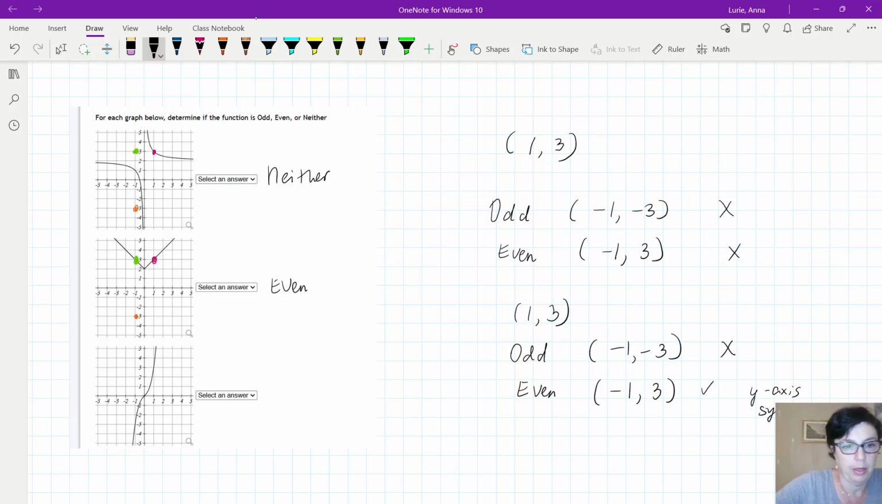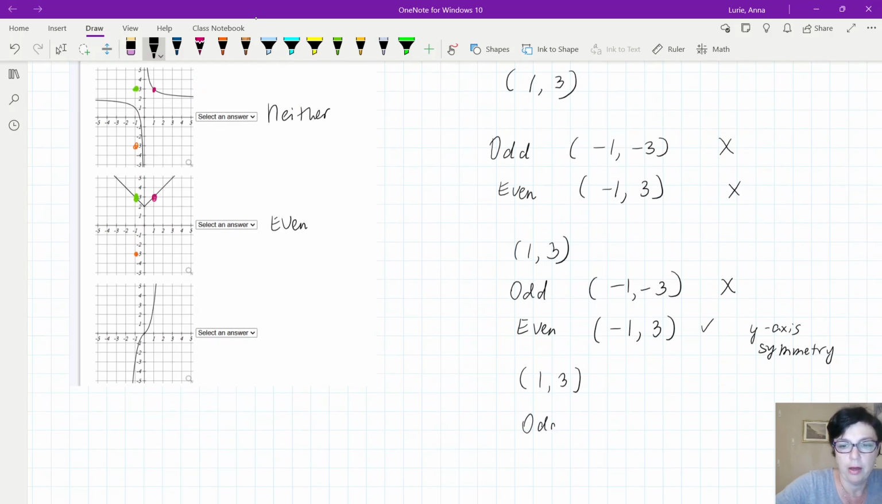Finally, in this last graph, again, we're picking 1, 3, and we want to know, is it odd? If it's odd, then if we attach the negative to both, then the point will still be on the graph. So 1, 3 is right here. How about -1, -3? Yep, that's here. That's good, right? That means it's an odd function, yes. And this is symmetry about the origin, which is 0, 0.